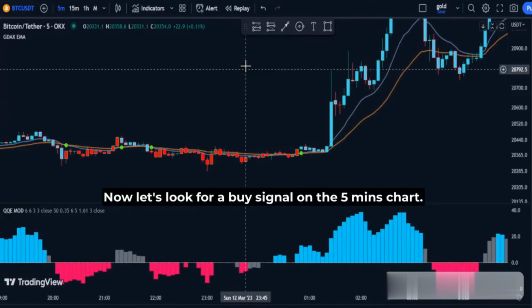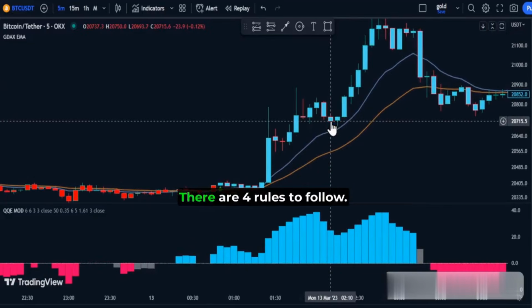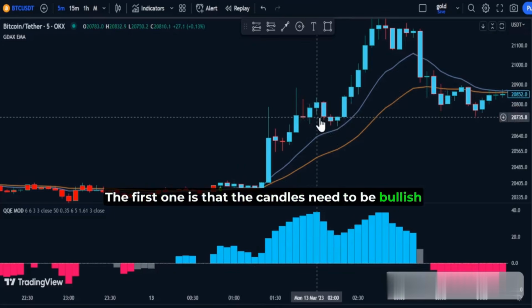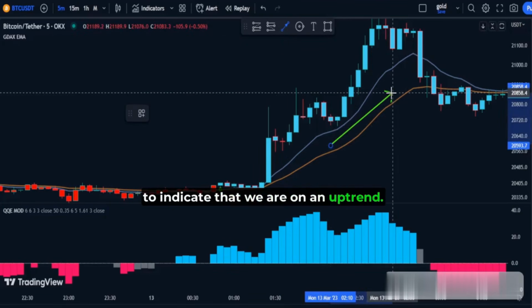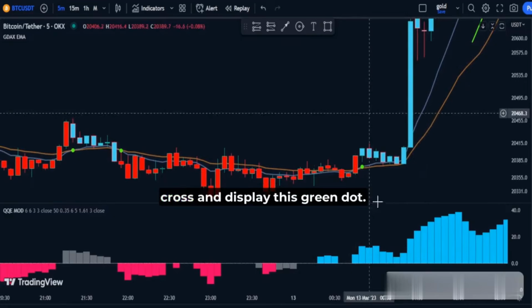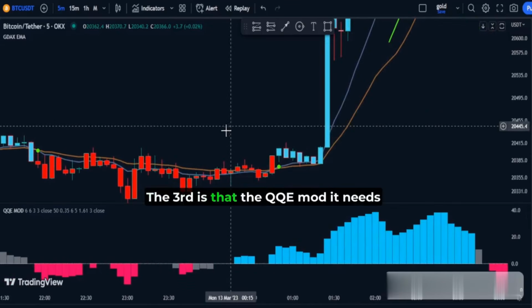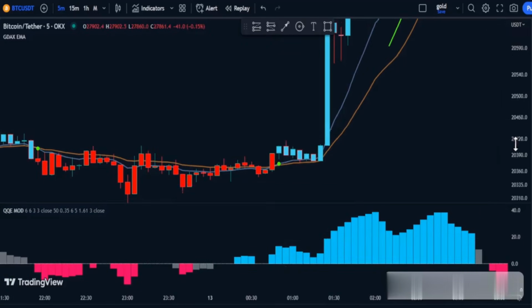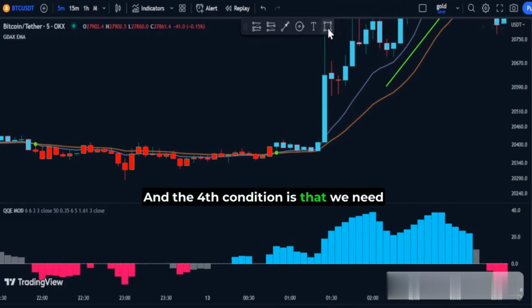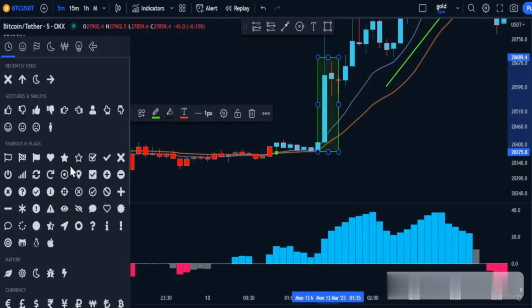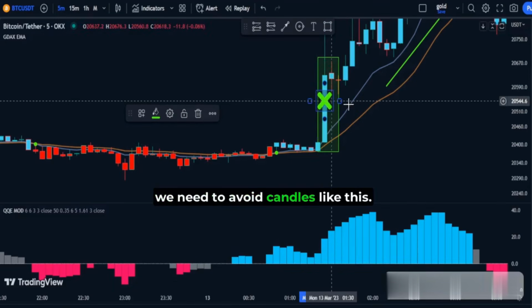Now let's look for a buy signal on the 5-minute chart. There are 4 rules to follow. The first one is that the candles need to be bullish to indicate that we are on an uptrend. The second is that the EMA must cross and display this green dot. The third is that the QQE mod needs to be in the blue territory. And the fourth condition is that we need to avoid candles like this.